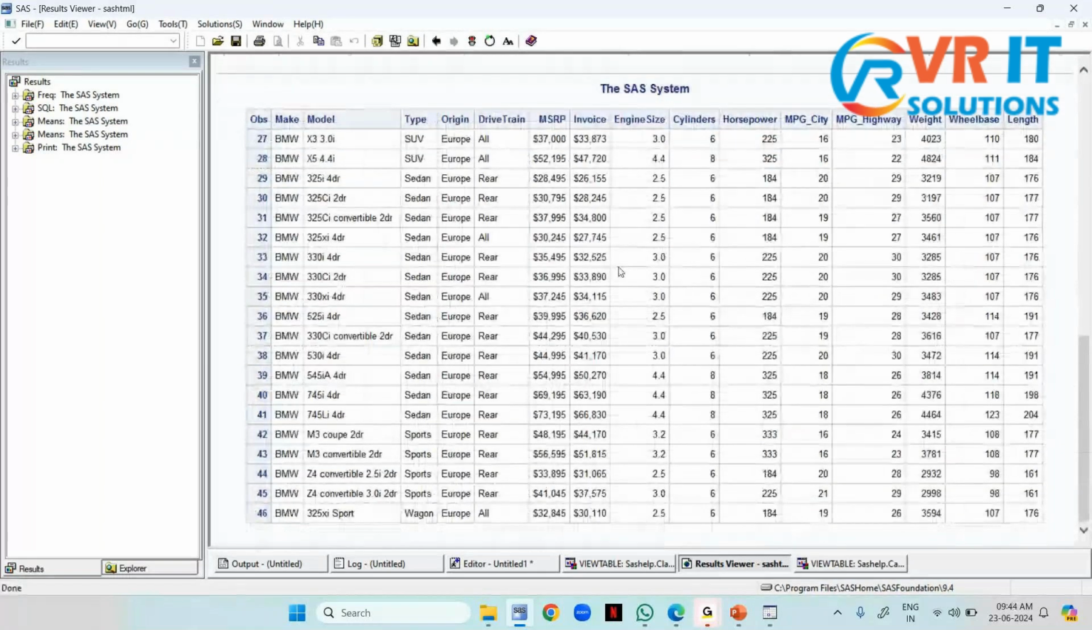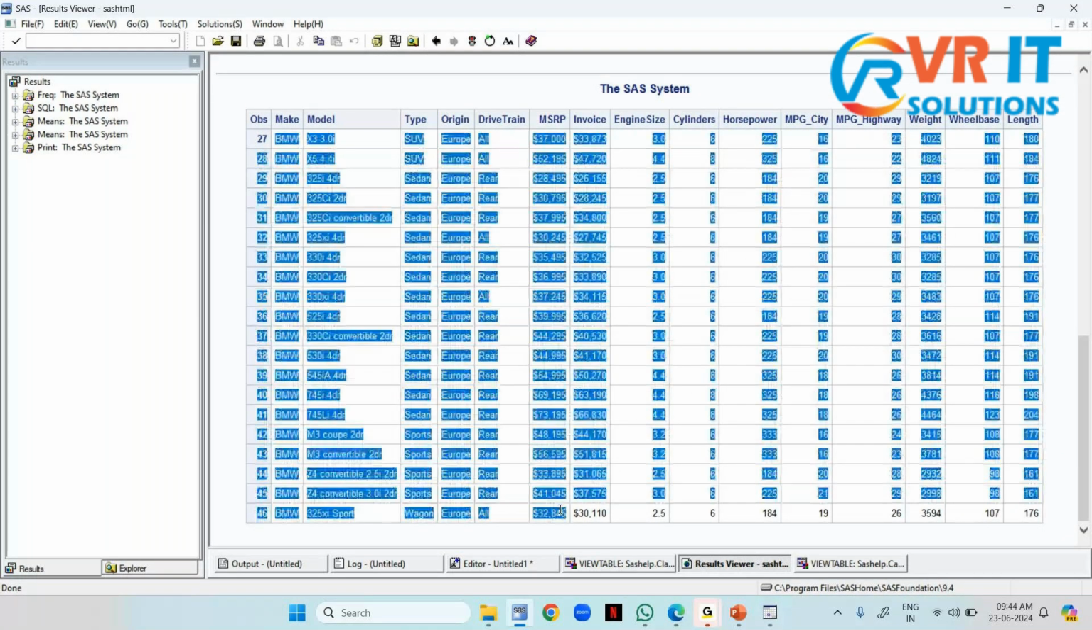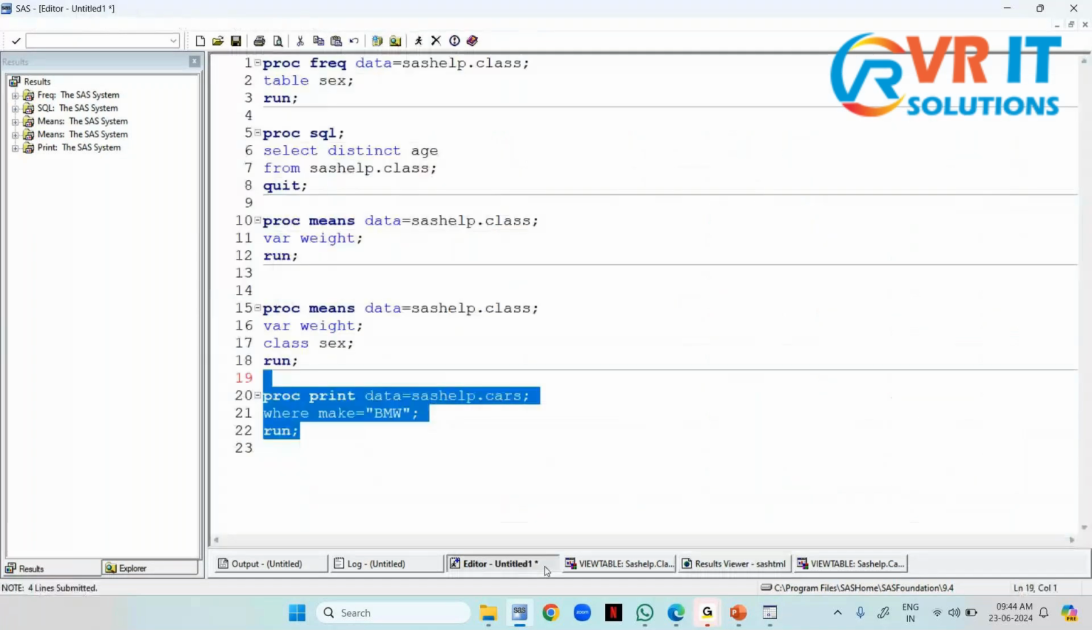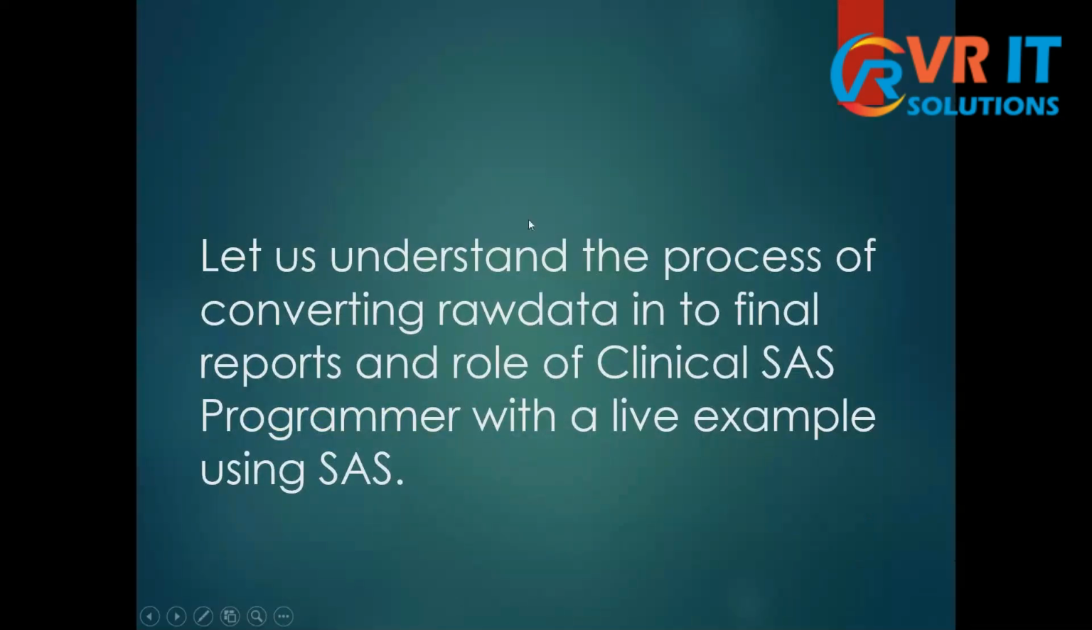So these are the BMW cars, and from that data, in that way if you want to search different things, you can filter the data, a lot of things can be done. You can analyze the data, you can transform the data, you can manipulate, or you can add new things for the data using SAS. So this is just the basics. I just wanted to show you how SAS works.